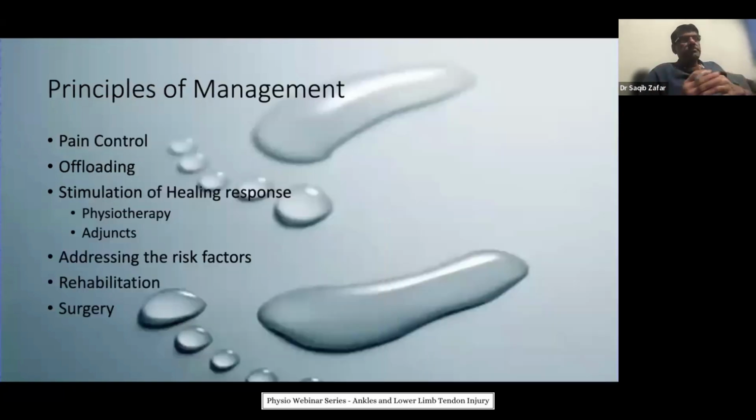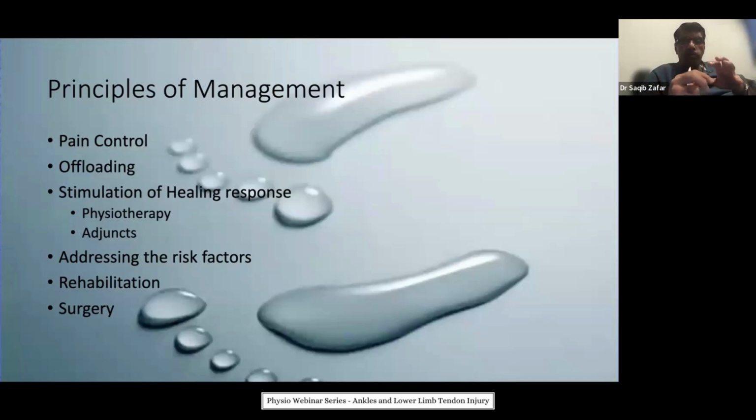The principles of management, to keep things simple, are that first, one is to control the pain and symptoms. The second is to offload that tendon, because this is a tendon which is failing in the load which is being exerted on it. And it needs some time to revive, to heal. Remember, it's a failed healing response.